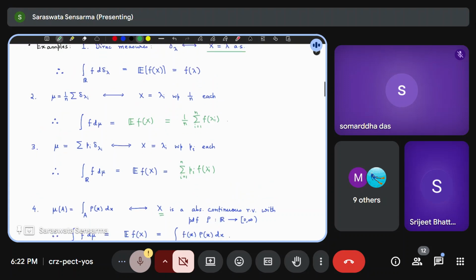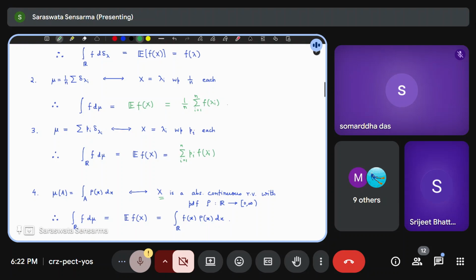Should I repeat something? Because this will be our language for the remainder of the talk. So if you are not comfortable with measures, please let me know now. Okay.